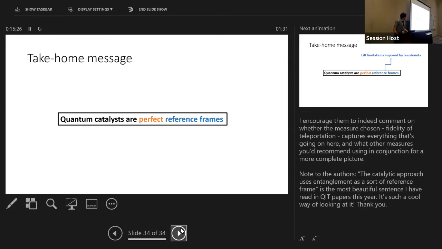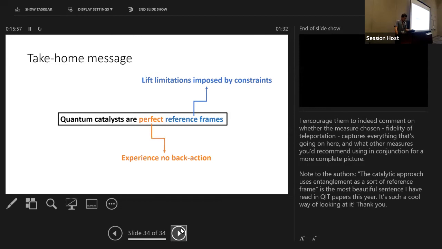The intuition we have, at least we found from this paper, from this result, was that quantum catalysts essentially act as perfect reference frames. And by reference frames, I mean that in a precise sense, they allow you to lift certain limitations imposed by the constraints of the protocol. So if you have a protocol, you can use a finite catalyst to lift certain restrictions it imposes. And they are perfect, meaning that unlike ordinary reference frames, they experience no backaction.